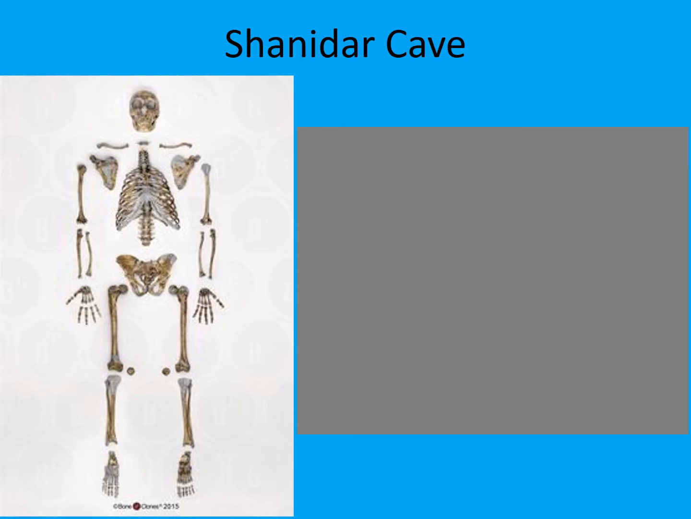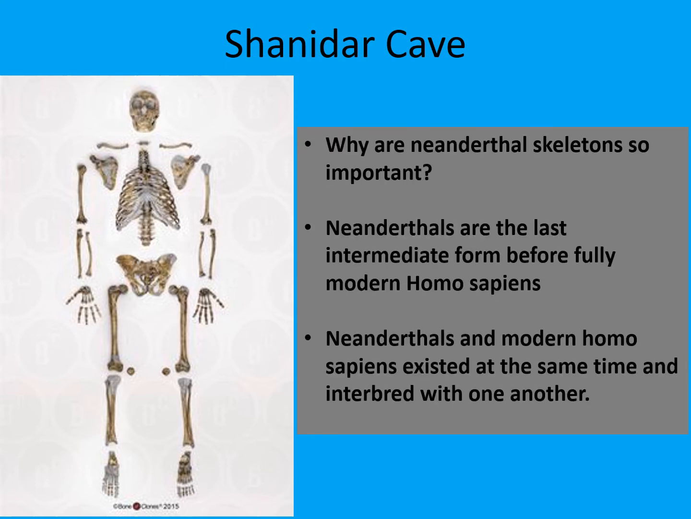So when we look at ancient human studies, there's a lot of focus placed on Neanderthals, right? And there's a reason for that. Neanderthals are the last intermediate form that we see temporally before we have fully modern Homo sapiens, right? So Neanderthals and modern Homo sapiens existed at the same time and interbred with one another. A lot of us on the planet have a certain percentage of Neanderthal DNA within our genome.